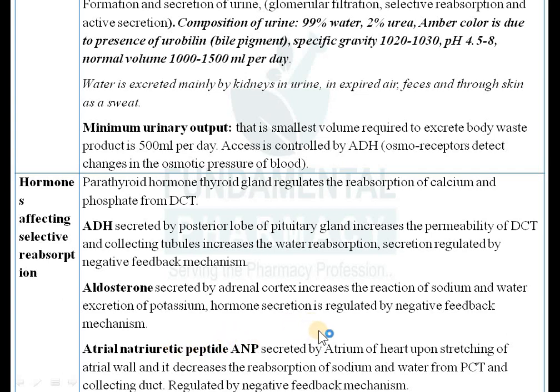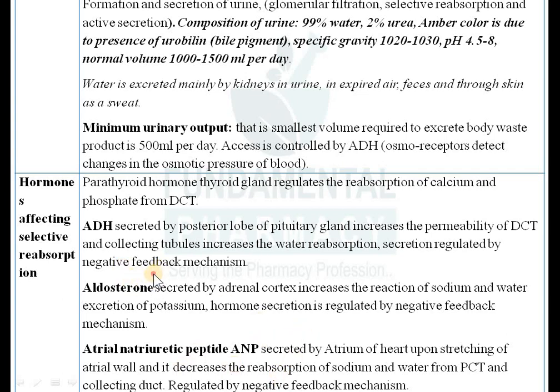Then again there is another one. So ANP is secreted by atrium upon stretching of atrial wall. मैंने बोला है कि जैसे atrium में ज़्यादा blood आ जाएगा तो ज़्यादा वॉल्यूम हो जाएगा blood का, तो वो फैल जाएगा, तो stretching हो जाएगा उसका. And in response to that, this atrial natriuretic peptide is secreted, and this will dilate your blood vessel. It decreases the reabsorption of sodium and water from PCT and collecting duct. It is again regulated by negative feedback mechanism.